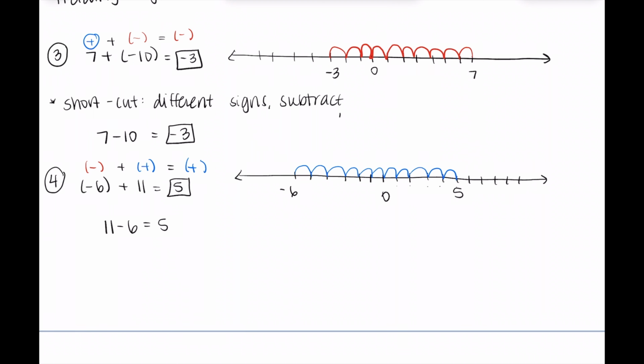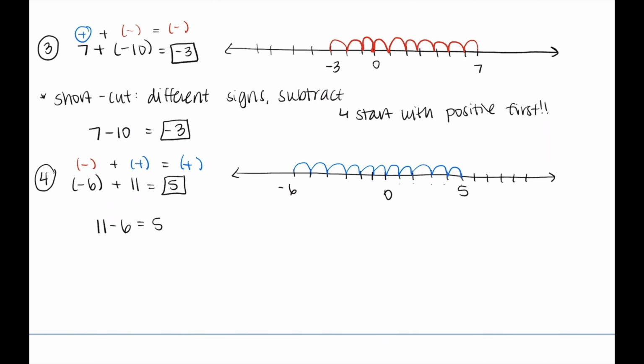Or we can do the shortcut method. We can just do 11 minus 6, right? Because the 11 is positive, the -6 is negative. So 11 minus 6 would give us 5 as well. And a key thing about the shortcut method that I want to take note of before we move on is that you should always start with the positive integer first. Since they're different signs, we're going to start with the positive one first and then subtract for the shortcut method.